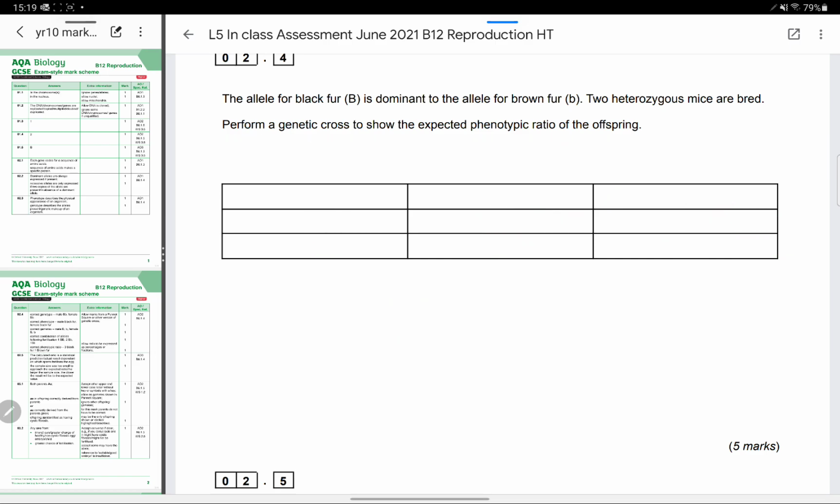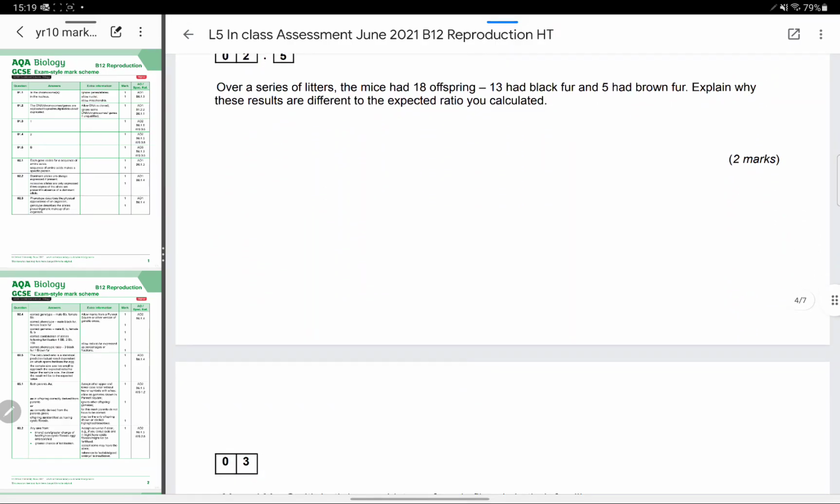Okay, moving on. Over a series of litters, the mice had 18 offspring, 13 had black fur, and 5 had brown fur. Explain why these results are different from the expected, calculated ratio. So if you're talking about a ratio of 3 to 1, 13 to 5, you can see is not quite 3 to 1. If it was 3 to 1, it would be 15 to 5. And so what this is asking is, why is this number different from 3 to 1?